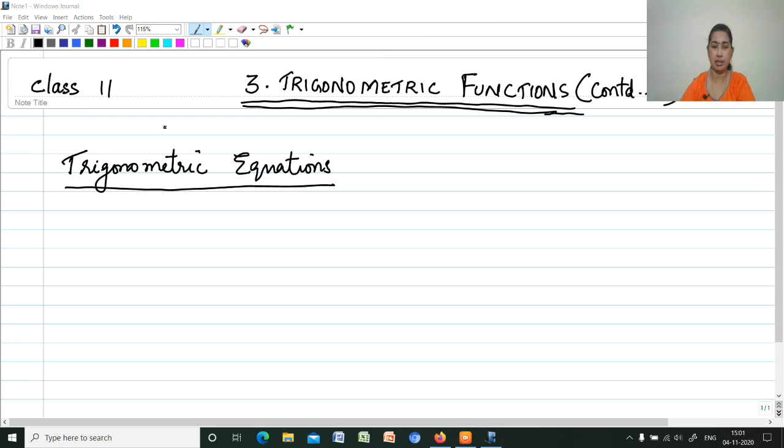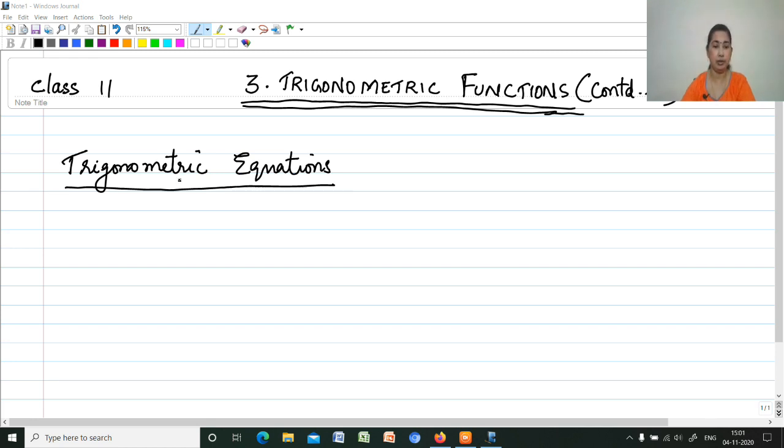Today I am discussing class 11 chapter 3, trigonometric functions. We are continuing the chapter, moving on to trigonometric equations. First we should know what a trigonometric equation is. Equations involving trigonometric functions of a variable are called trigonometric equations. That is, if an equation has sin x, cos x, tan x or any trigonometric function in it, we call it a trigonometric equation.